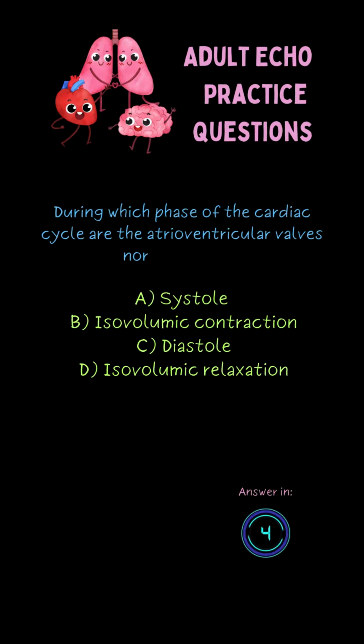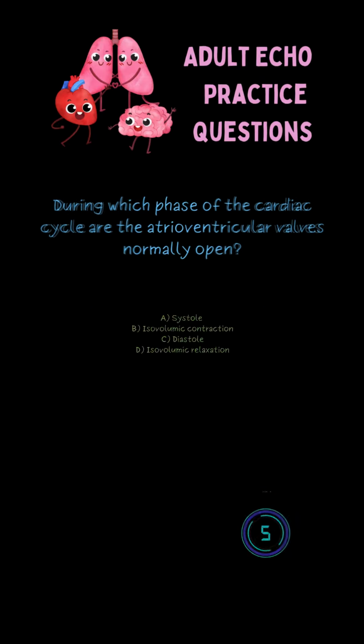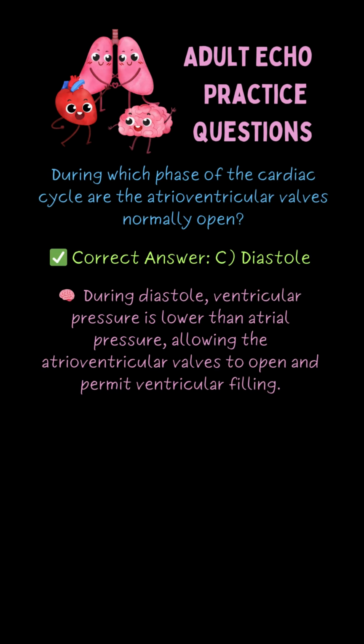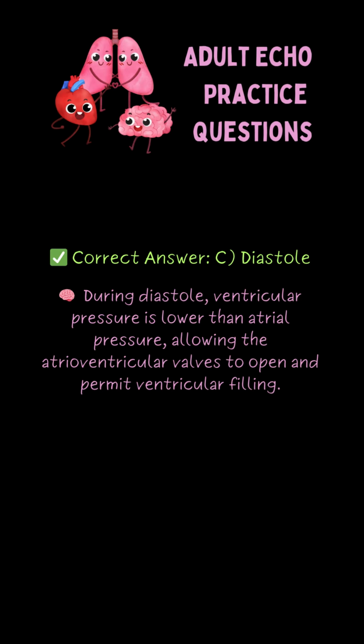During which phase of the cardiac cycle are the AV valves normally open? C. Diastole. During diastole, ventricular pressure is lower than atrial pressure, allowing the AV valves to open and permit ventricular filling. This is why the AV valves are also known as the diastolic valves.